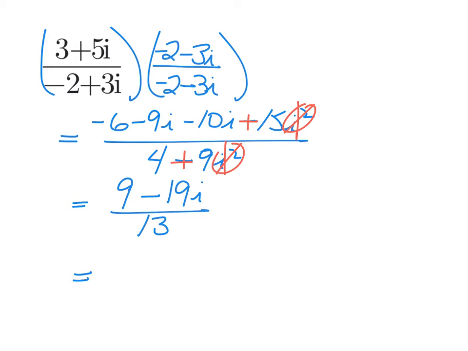Our last step is to write this like a complex number. So 9/13 minus 19/13 i.